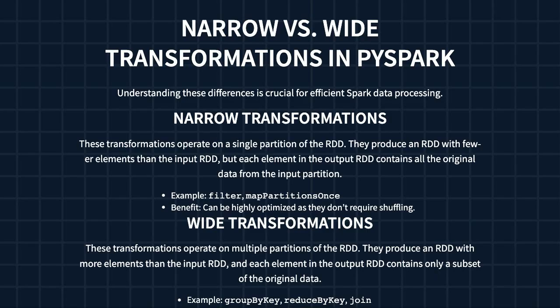On the other hand, wide transformations are more like spreading out the entire pile across multiple tables and then combining them. These often involve shuffling data, which can be slower. Examples are things like grouping all the items together or joining two datasets. Knowing whether a transformation is narrow or wide helps you understand how much data needs to move around in your Spark cluster and ultimately optimize your processing.